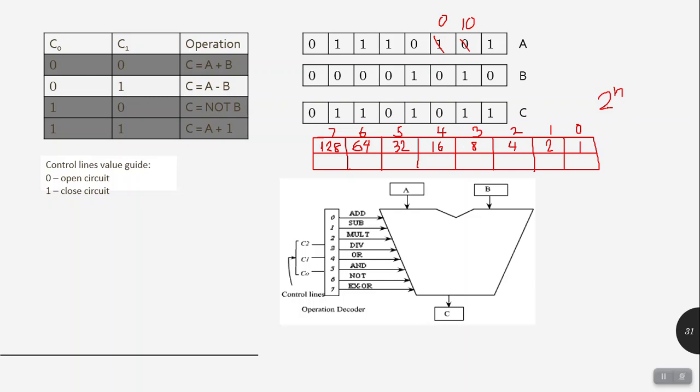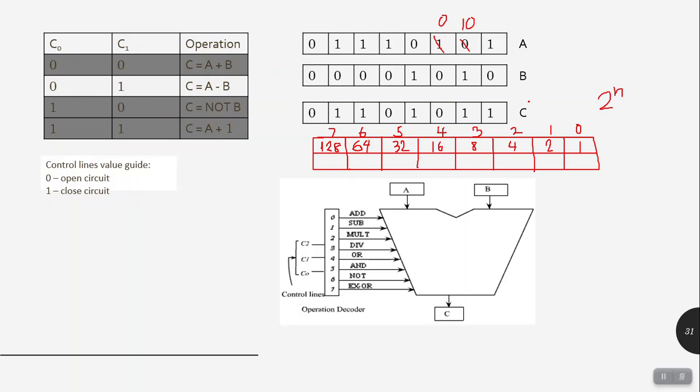Okay, so 2 raised to 0 is 1, since any number that is raised to 0 results in 1. 2 raised to 1 is 2. 2 raised to 2 is 4. 2 raised to 3 is 8. 2 raised to 4 is 16. 2 raised to 5 is 32. 2 raised to 6 is 64. And 2 raised to 7 is 128. Okay?